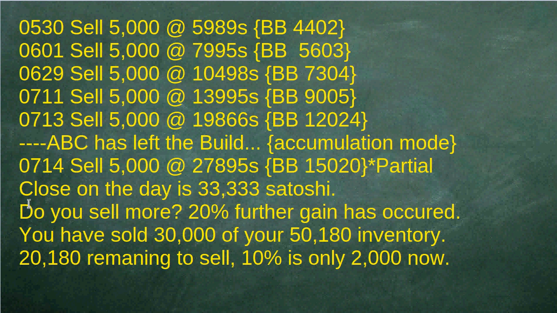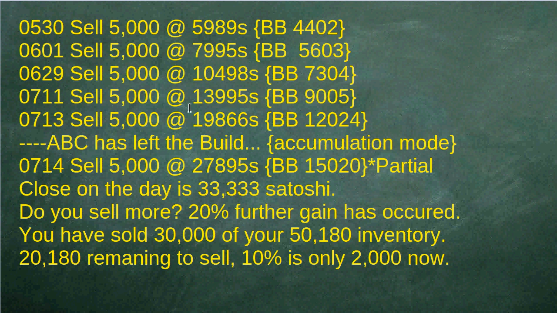because things are getting pretty crazy. Now, close of the day was 33,333 Satoshi, so this makes things even more interesting. What do you do as a trader? If I had a seller at 28, my upper would have been around 42. It's got to be high. It's definitely not 33. So then you have to ask yourself, do you sell and how much do you sell? 20% further gain from your last sale, going from 28 to 33.